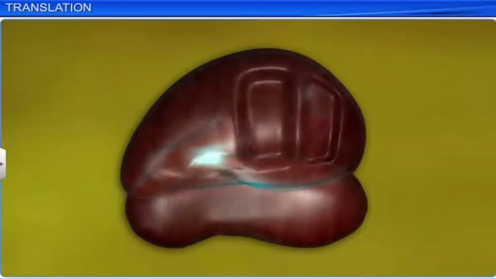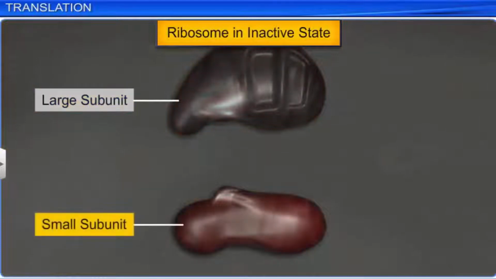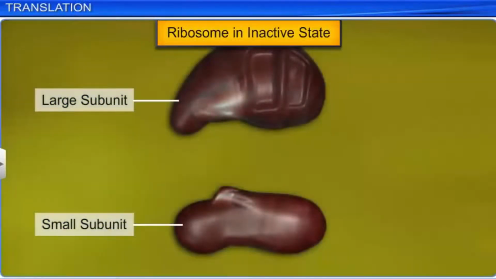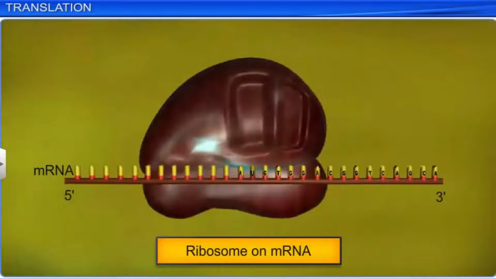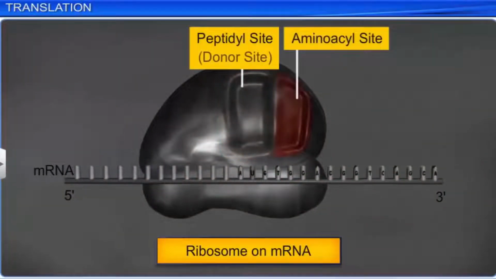Apart from tRNA, a ribosome is another component required for translation. It is made up of structural RNAs and about 80 different proteins. In the inactive state, a ribosome consists of two subunits, a large subunit and a small subunit. The large subunit consists of two sites, the P or peptidyl site, also called the donor site, and the A or aminoacyl site, also called the acceptor site.